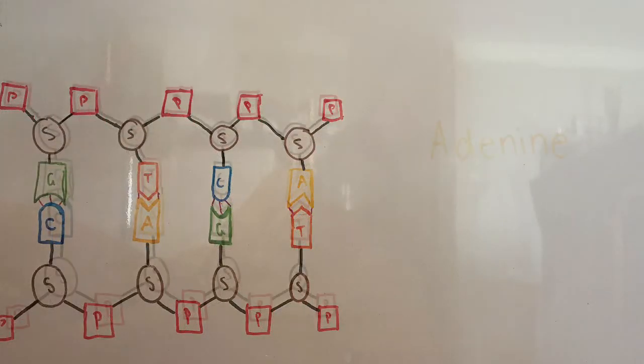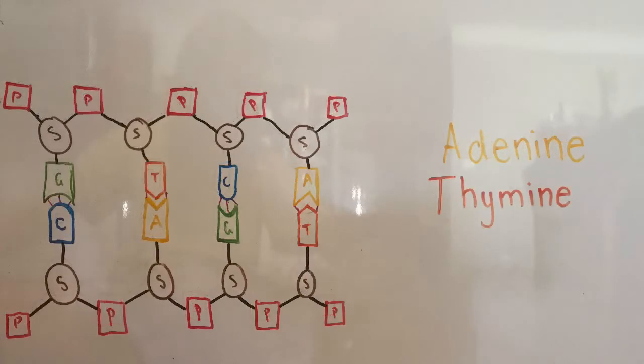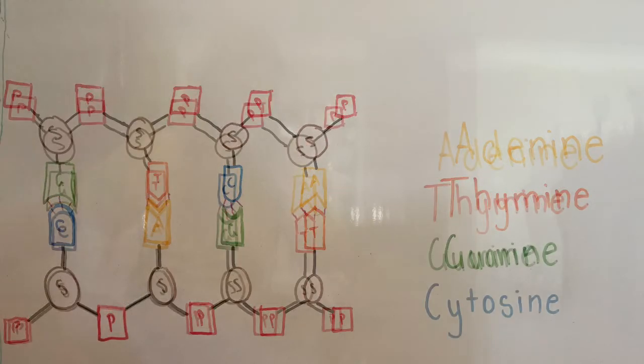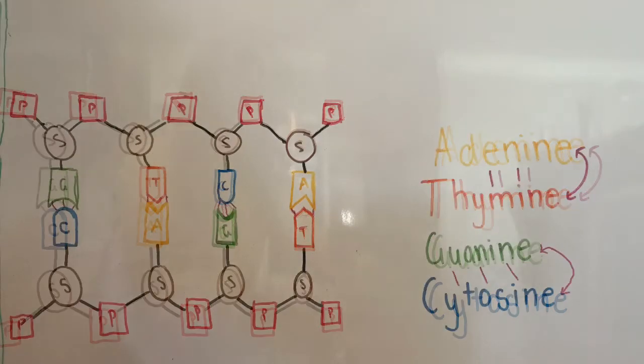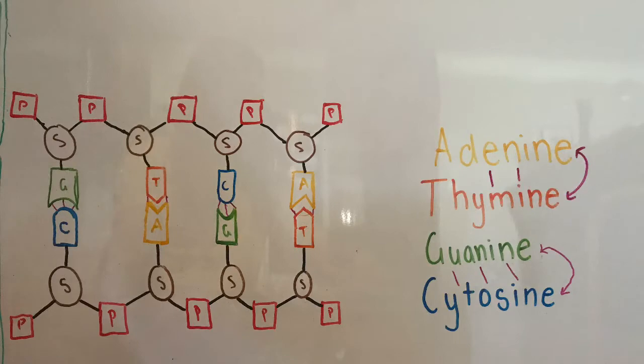There are four bases: adenine, thymine, guanine, and cytosine. Adenine is only complementary to thymine because they are joined by two hydrogen bonds, and guanine is only complementary to cytosine because they are joined by three hydrogen bonds.